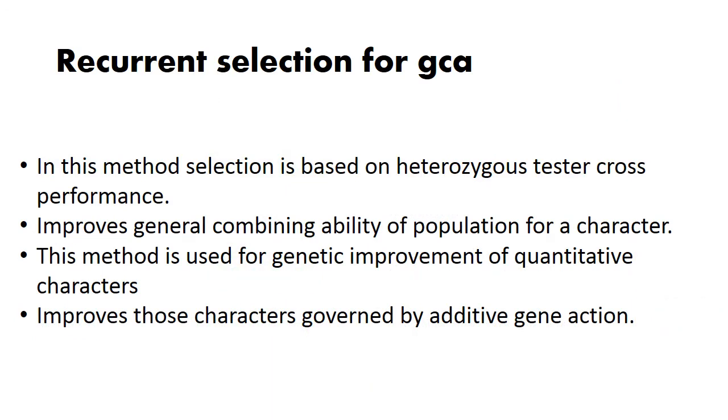The second one is recurrent selection for GCA. This is based on heterozygous tester cross performance. It involves general combining ability of the population for a character. This method is used for genetic improvement of quantitative characters. This improves those characters governed by additive gene action.